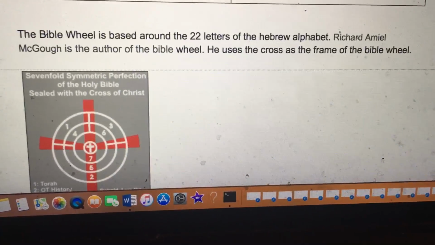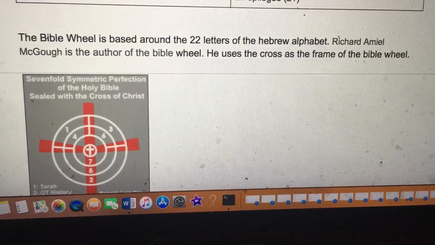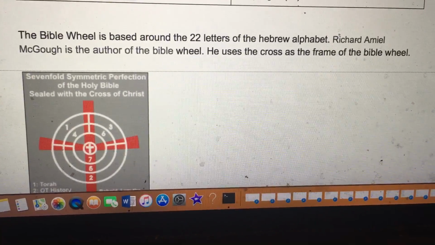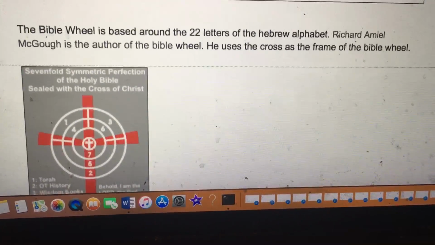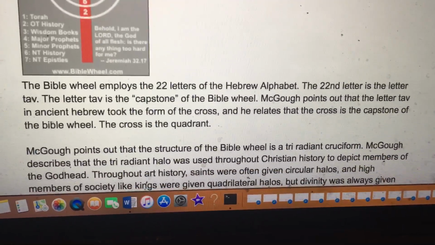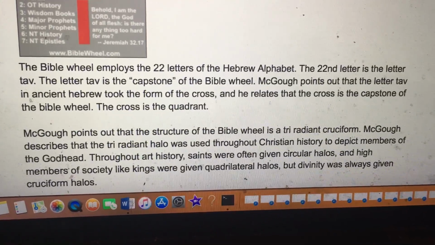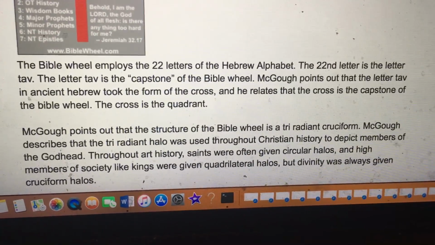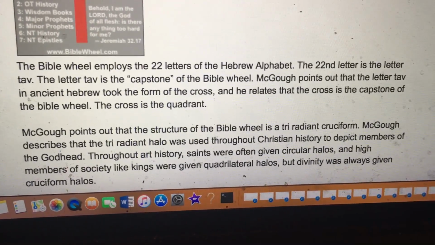The Bible wheel is based around the 22 letters of the Hebrew alphabet. Richard Amiel McGough is the author of the Bible wheel. He uses a cross as the frame of the Bible wheel. The Bible wheel employs the 22 letters of the Hebrew alphabet. The 22nd letter is the letter Tav. The letter Tav is a capstone of the Bible wheel.